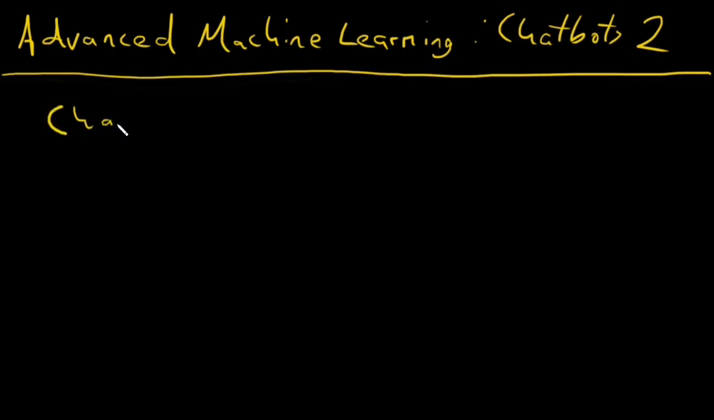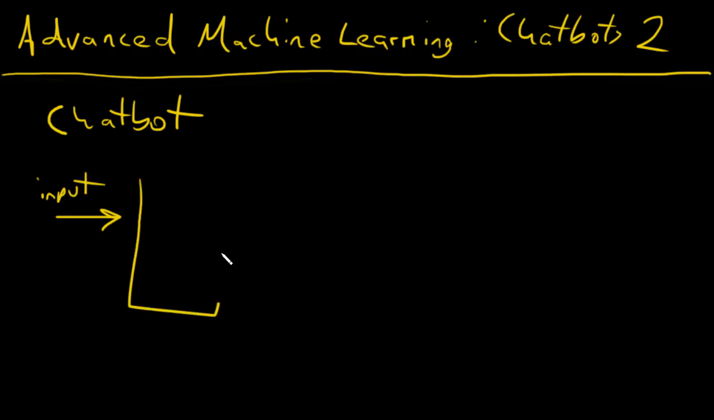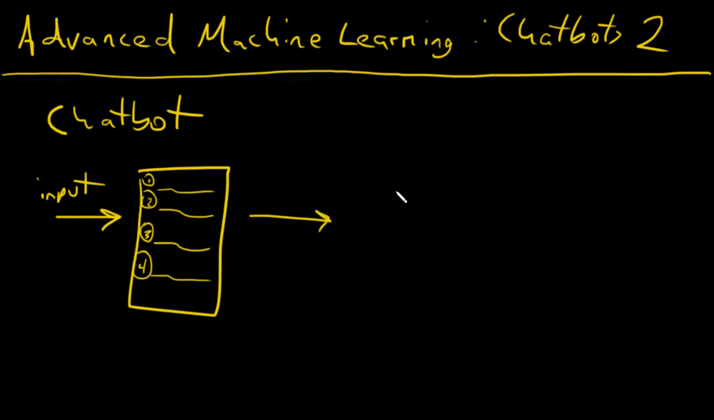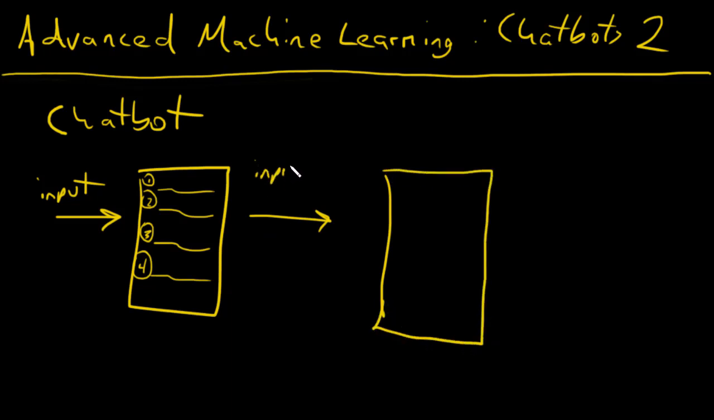So you have a chatbot, and you feed it some input, and then it will check its data set for that input. Maybe this is item 1, 2, 3, and 4. So it sees which of these sets of text, I mean, it can be just about anything, match closest to the user input. Let's say the input was approximately closest to number 2.